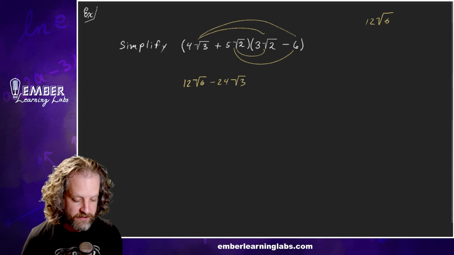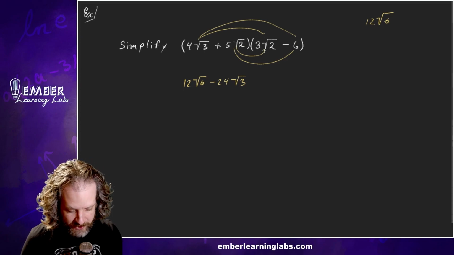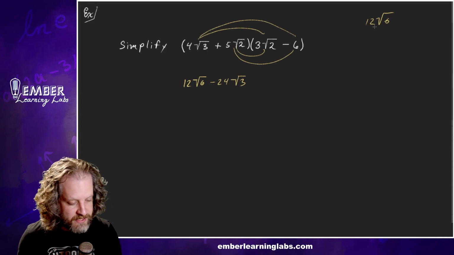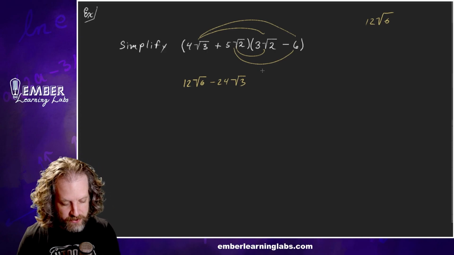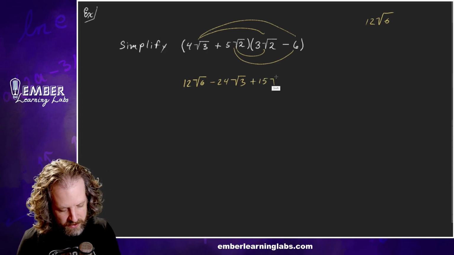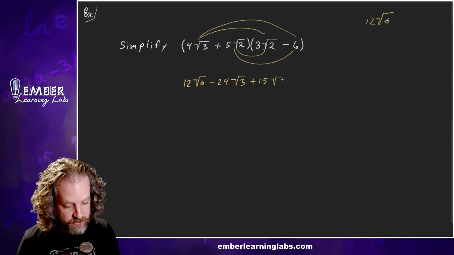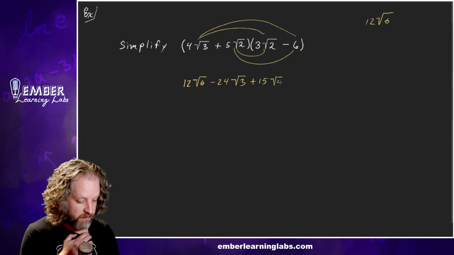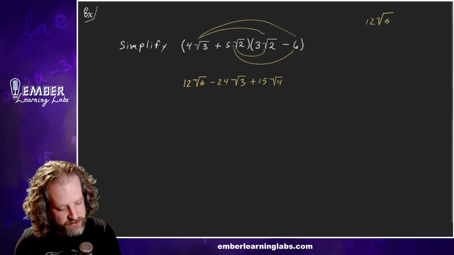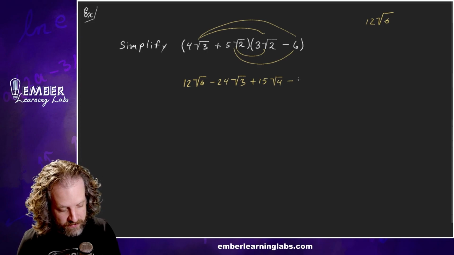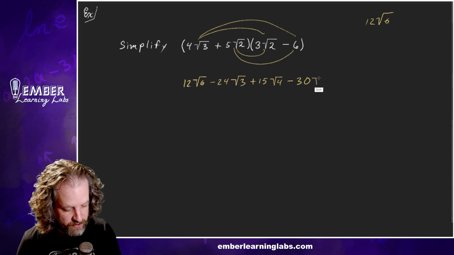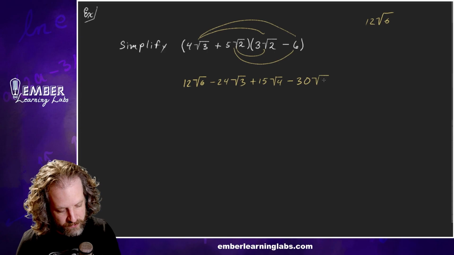No, this is another one like that. So 5 times the square root of 2 times 3 times the square root of 2. So we're going to do just like we did up here. So 5 times 3 is 15, so plus 15. And then the square root of 2 times the square root of 2 is the square root of 4. Ooh, that's nice because that's something we know, right? 5 times the square root of 2 times negative 6 would be negative 30, because 5 times negative 6 is negative 30. And then the square root of 2 just comes along for the ride.